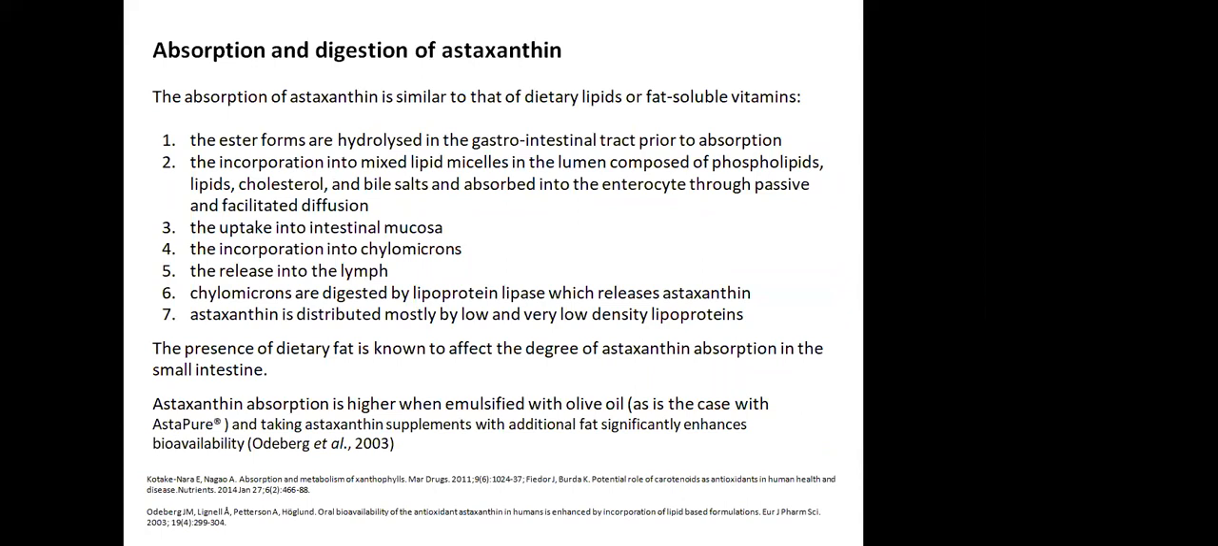Bioavailability, absorption, digestion, that kind of thing. I don't need to go into a huge amount of detail. All you really need to know is that astaxanthin, being fat soluble, is digested and absorbed in a very similar way to standard lipids and fat soluble vitamins. So it is incorporated into chylomicrons, released into the lymph, and then distributed around the body.